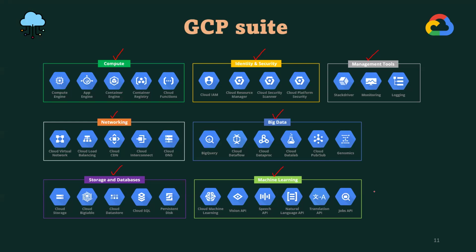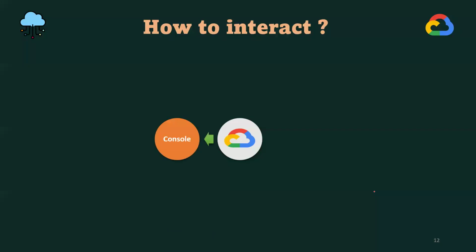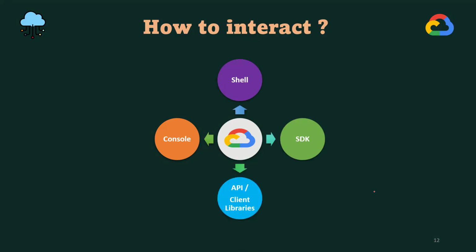If I wanted to interact with any of the services in the Google Cloud Platform, what are the interface methods available? If you ask me, there are mainly four interacting methods. The very first one is console. The second one is cloud shell. The third one is cloud SDK. And the fourth one is APIs and third-party tools.